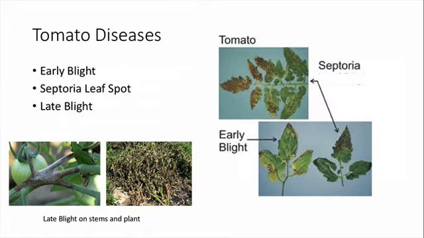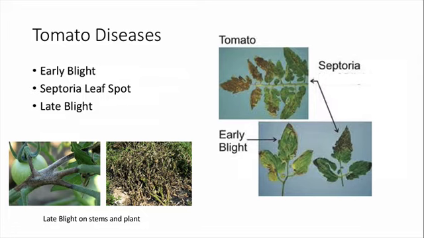Tomatoes. Tomatoes get a lot of diseases, and none of them are good, and one of them is devastating. So the three that I wanted to touch on are early blight, septoria leaf spot, and then late blight. Starting at the top right, that's septoria. At least in my experience, just about every tomato plant on the lower leaves starts to get septoria.